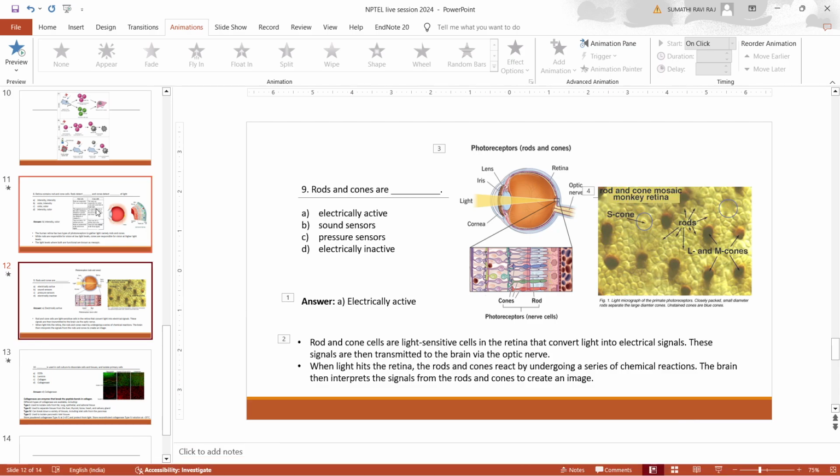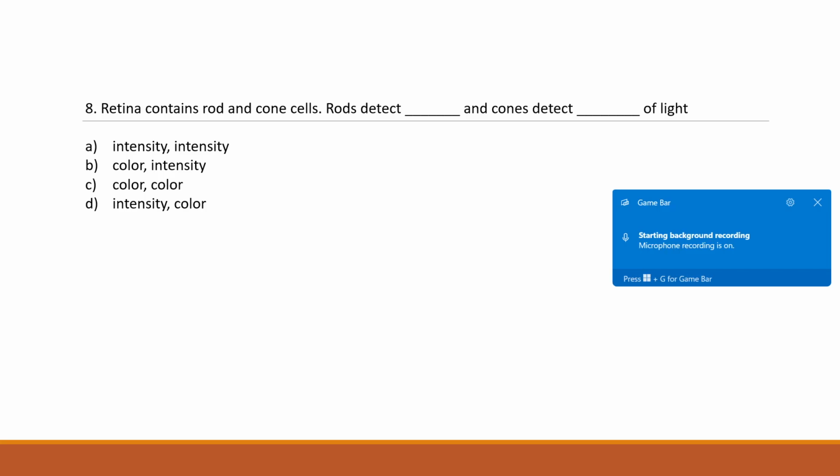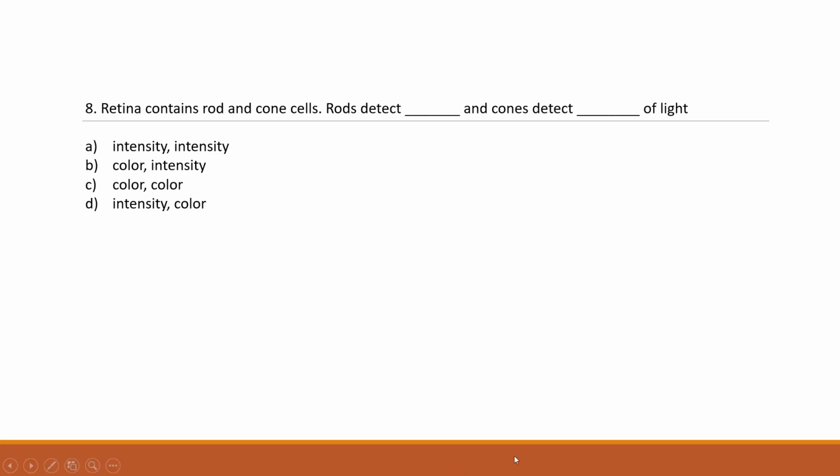Okay, so your next question is: the retina contains rod and cone cells. Rods detect dash and cones detect dash of the light. Anyone?